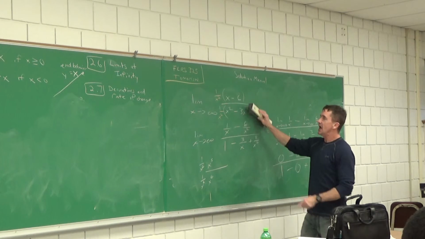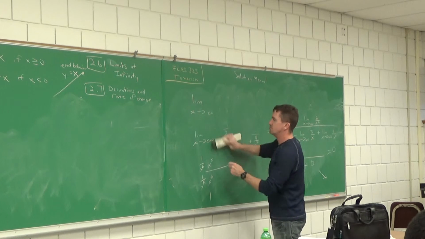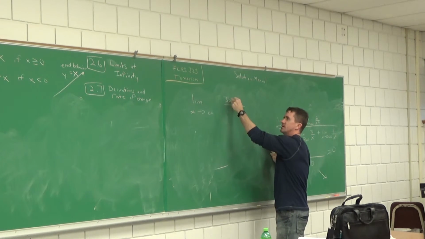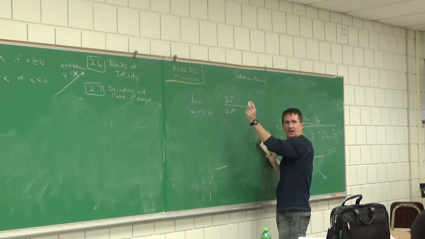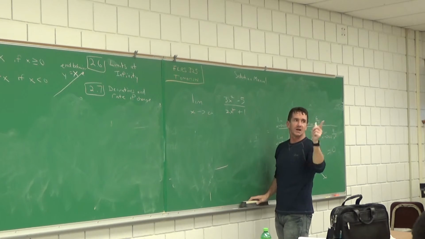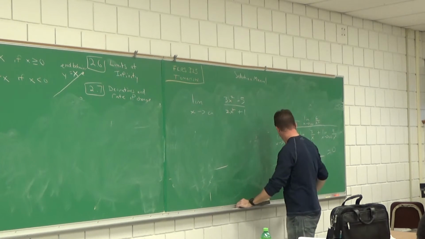Hey, that other one, I'm going to rewrite the one I had. What was the second one I had where the powers were the same? It came out to 3 halves. What was it? 3x squared, 2x squared. Do you remember what I had there? Minus 5 and plus or minus. Oh, thanks. So, what's the highest power you see? 2.